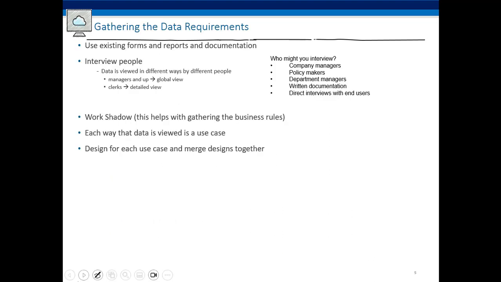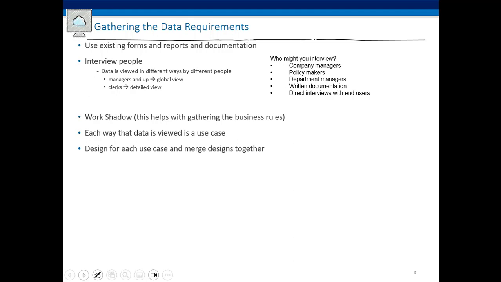To get started in developing a database, or in general in systems analysis, you start by gathering the requirements. For a database, you're going to gather the data requirements. To do that, look at existing forms and reports. I mentioned that last week, and it's very important for you to talk to people. Different people view the data differently. The higher up you are in an organization, the more high level or global view you have of the data, and the closer you work with the data, like clerks, the more detailed a view you have. You can't miss the detailed view, and you can't miss the global view.